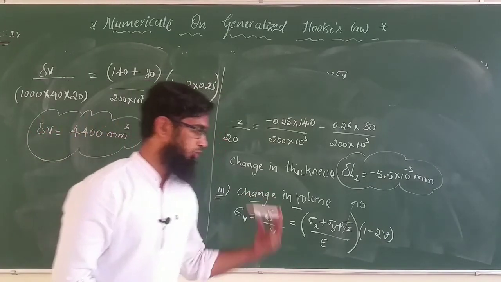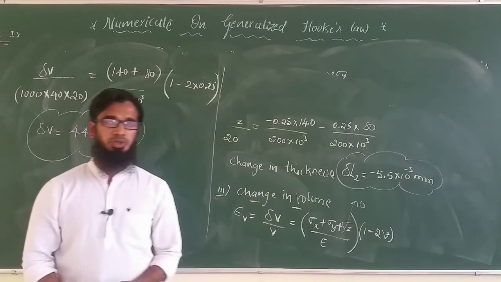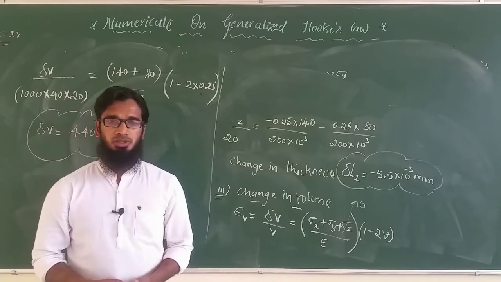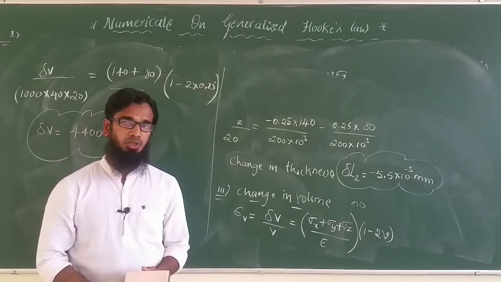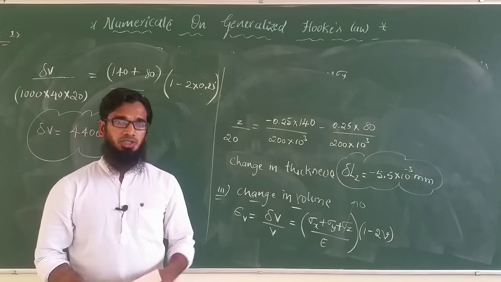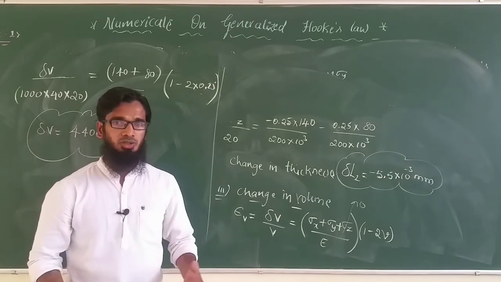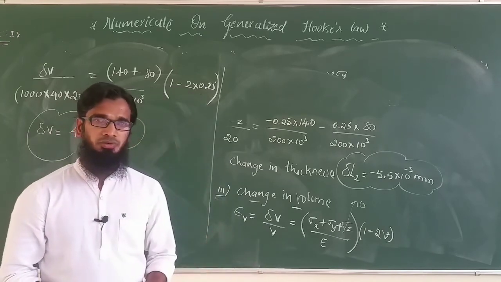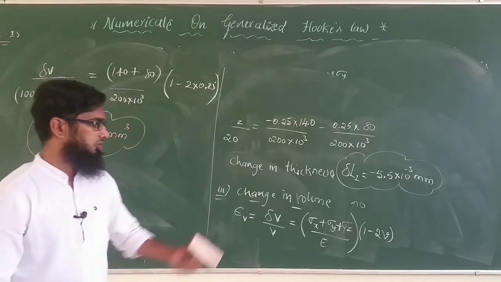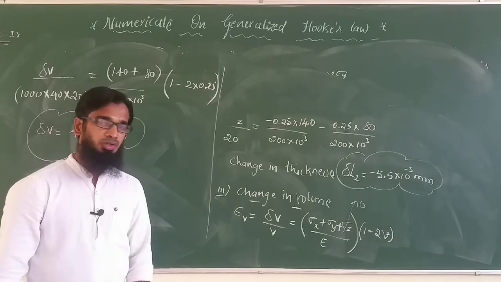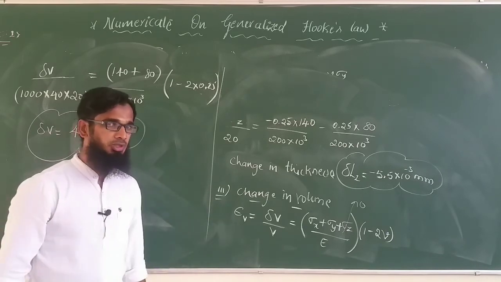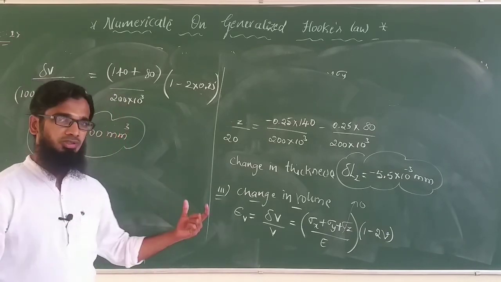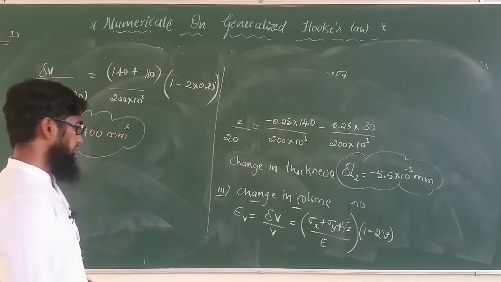I hope you are getting this problem. It's a very simple thing. What we have to remember here is the three-dimensional stress state and the generalized Hooke's law. If you know the basics, it's not a difficult one, it's very simple, easily we can solve it and we can get the score here. So the change in thickness is minus 0.55 into 10 power minus 3, that will be the contraction that takes place. And the change in volume is around 4400 mm cube.